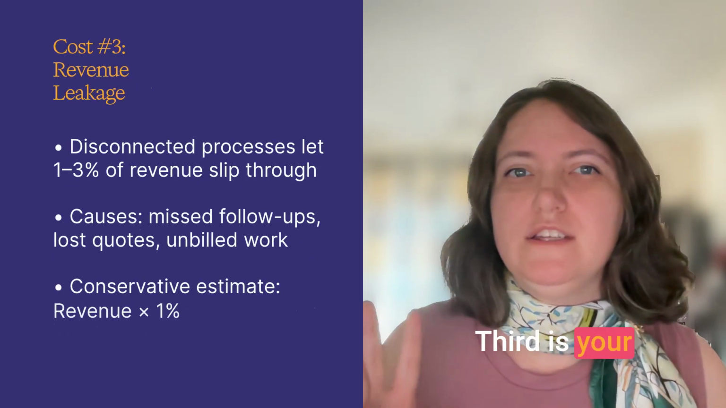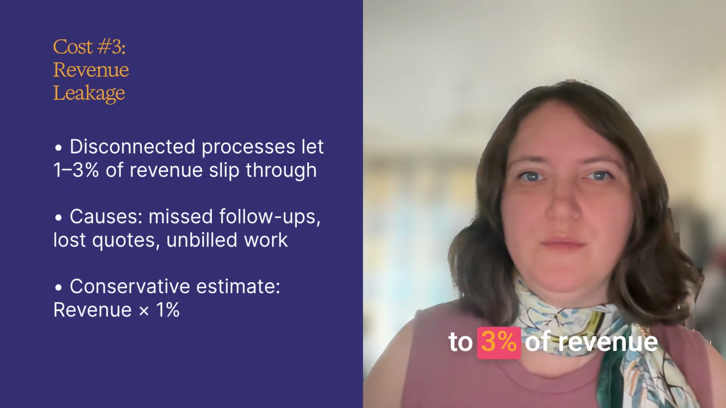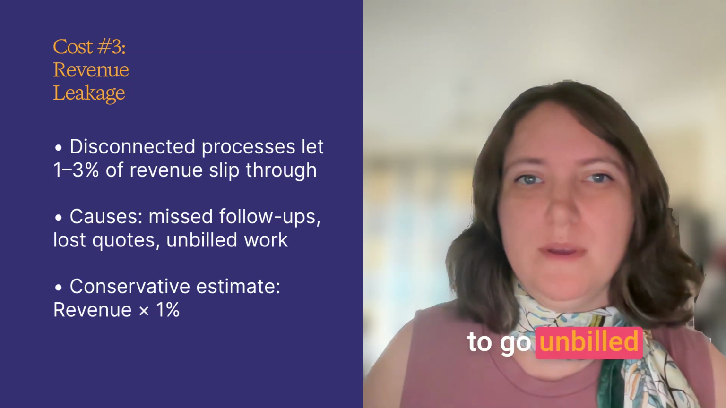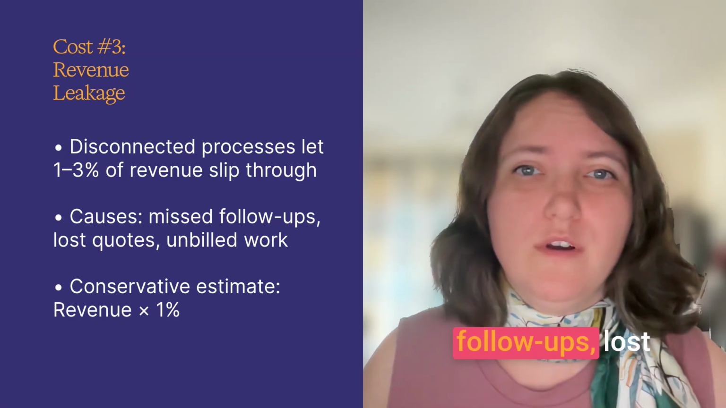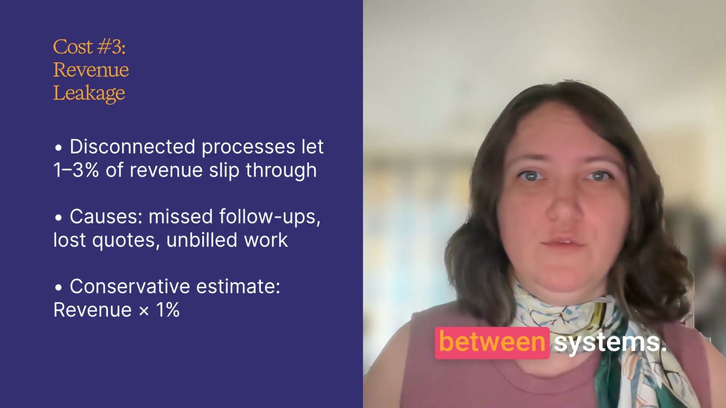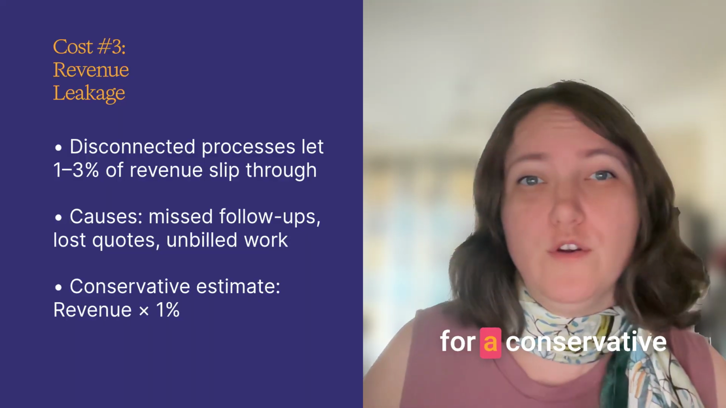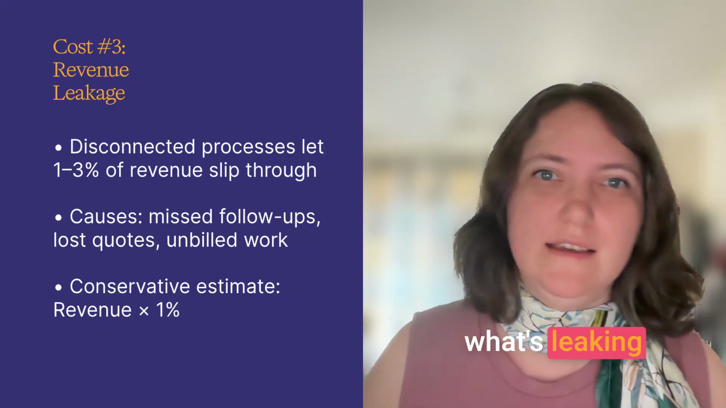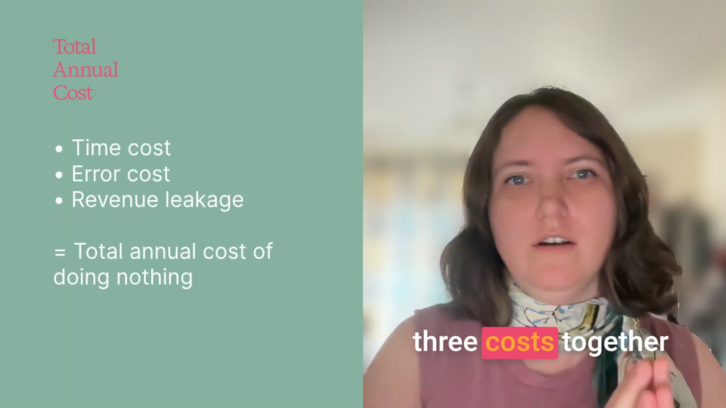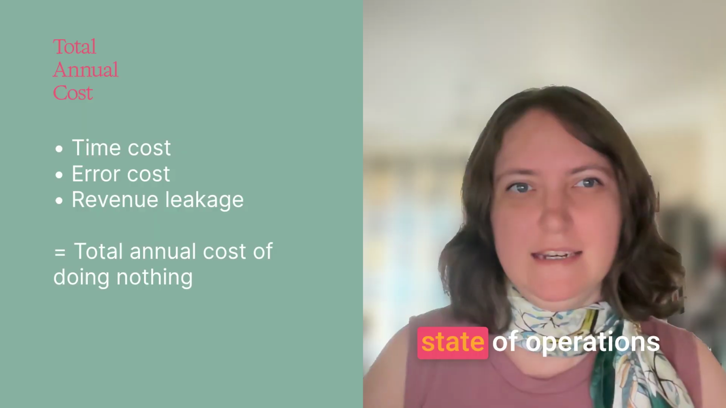The third is your revenue leakage cost. Disconnected processes allow 1 to 3% of revenue to go unbilled or untracked through missed follow-ups, lost quotes, uninvoiced work that all fall through the gaps between systems. Multiply your approximate revenue by 1% for a conservative estimate of what's leaking. Now add those 3 costs together. That is your estimated annual cost of the current state of operations.